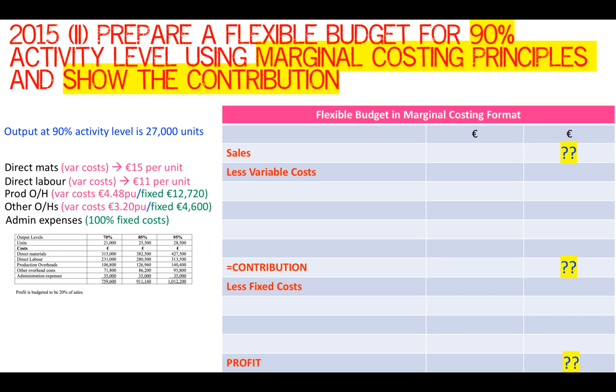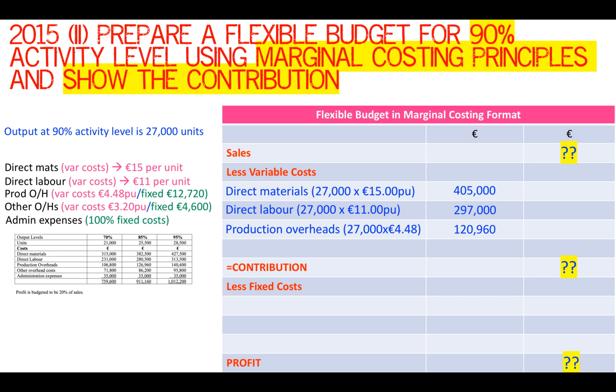Under our variable costs, we don't know what the sales are yet, but we're going to have direct materials: 27,000 units by €15 per unit, which is 405,000 euro. Then direct labour: 27,000 units by €11 per unit, which is 297,000 euro. Production overheads: 27,000 units by €4.48, which we worked out in part 1, and that is 120,960.